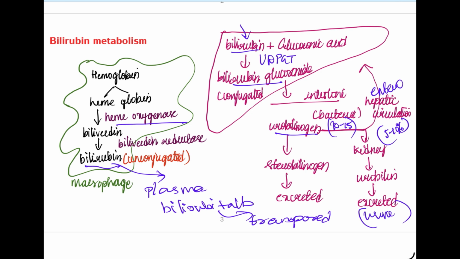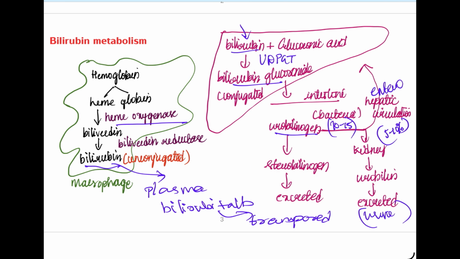Bilirubin binds with the albumin and gets transported. Before it gets absorbed into the liver, the bilirubin and albumin complex gets broken down, and albumin remains outside the liver, and bilirubin is taken inside the liver. This bilirubin gets conjugated with glucuronic acid with the help of UDP glucuronyl transferase and gets converted into bilirubin glucuronide.